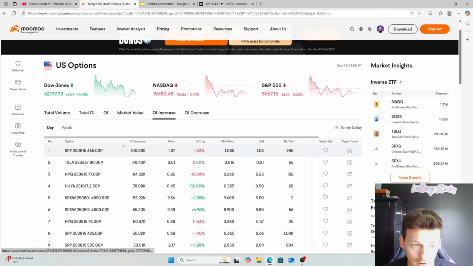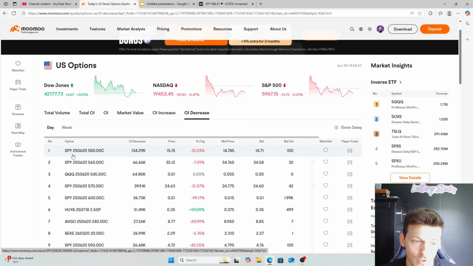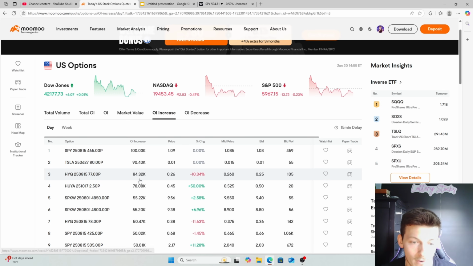So we can see that recently, SPY August 15th puts have been purchased, 465 puts, which is actually a weird buy right here. Open interest decreases: there's a decrease in the calls all along here on SPY. So SPY is showing some bearish divergence here.